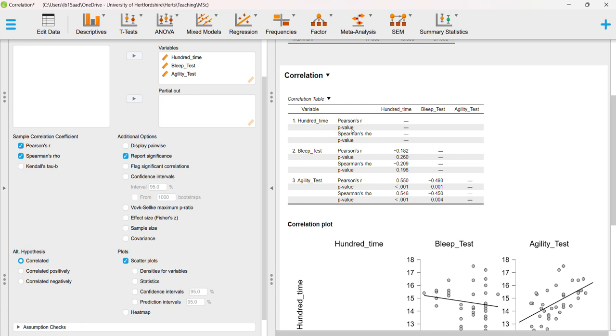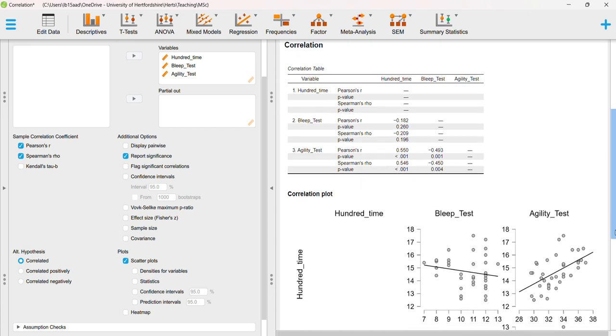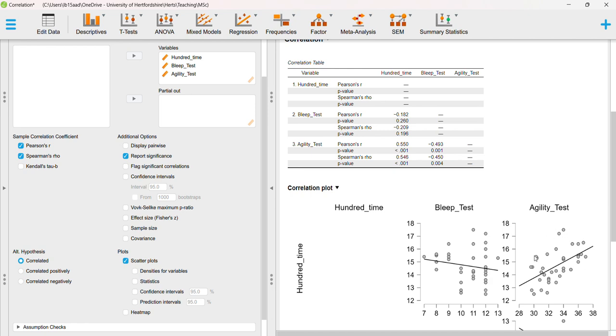If I look at the 100-meter time versus the agility test, both of these are normally distributed, so we'd do the Pearson's correlation. So here you can see that the R value is 0.550 and it's significant. So we would say that's probably a moderate positive correlation, significant correlation. So as the 100-meter sprint time increases, the agility sprint time increases. So here you've got the graph at the bottom right there.